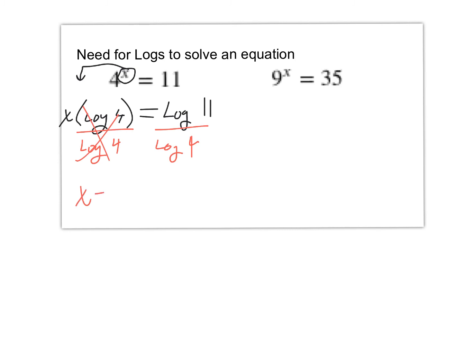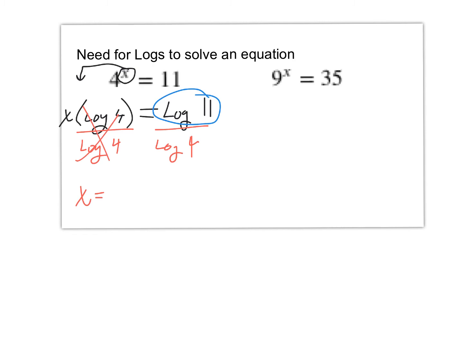Therefore, x is equal to, now here's where your calculator comes in, and again, you're going to have to be very, very cautious with this. So again, you start with the top first. You start with this on your calculator. So you're going to do log 11 and hit equals. Depending on your calculator, some of you may have to type 11 and then hit the log button. Some of you will type log 11. It's dependent on your calculator.